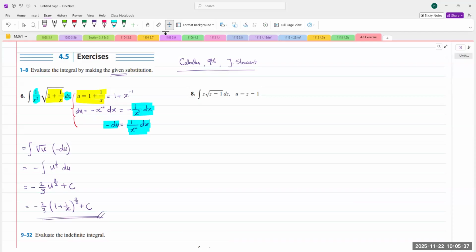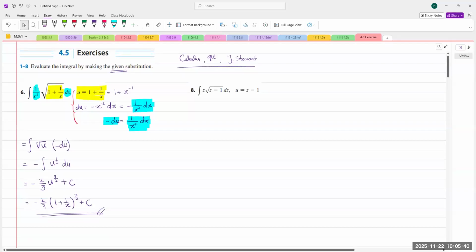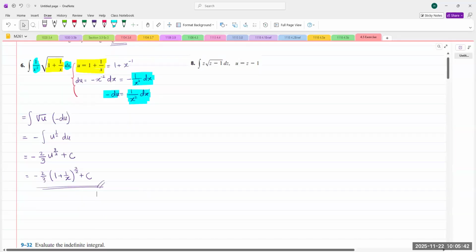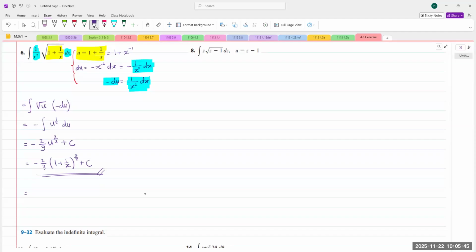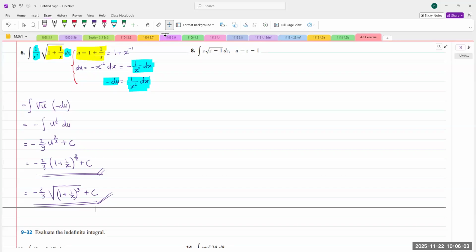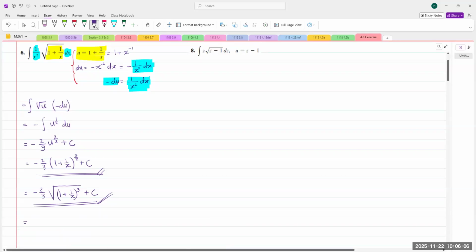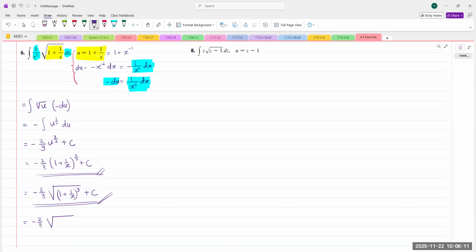Okay. It is possible that our textbook, other textbooks, or your instructor would like you to rewrite that in radical form. So this will be written as negative 2 over 3 square root of 1 plus 1 over x to the power of 3, plus constant. Of course, you can write the power of 3 outside of the square root instead. Negative 2 over 3 square root of 1 plus 1 over x.